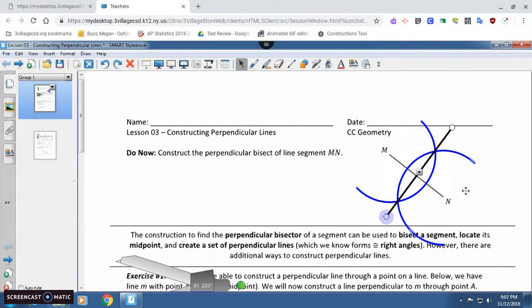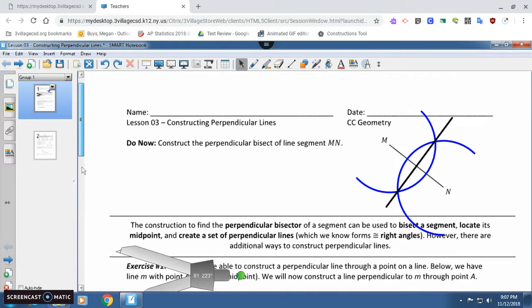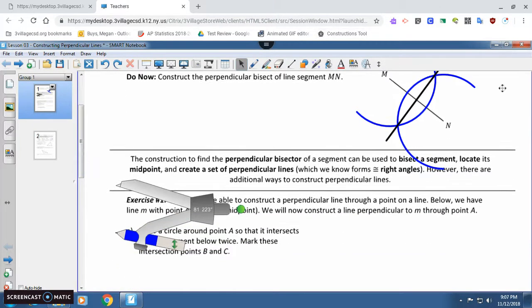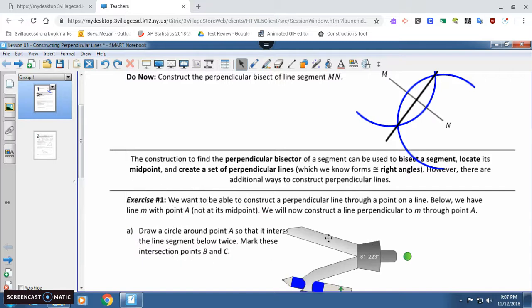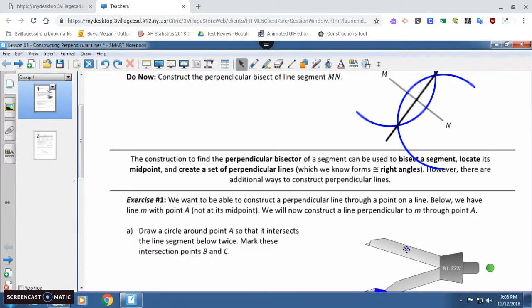Notice that this line has cut our segment in half and also has 4 right angles. So remember, this construction is useful for us because it finds how to bisect the segment. We can locate the midpoint. We create that set of perpendicular lines, which we said forms congruent right angles. But there's also an additional way that we can construct perpendicular lines. Not all of them have to include the bisector.